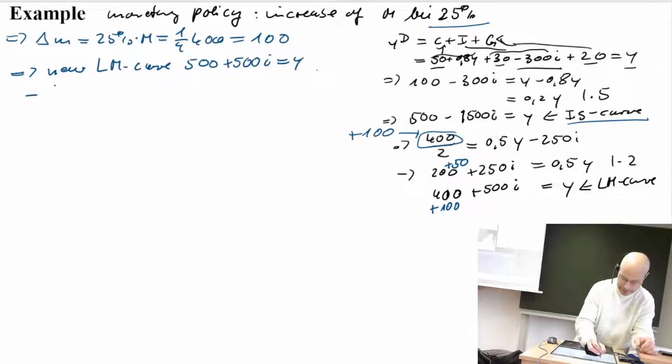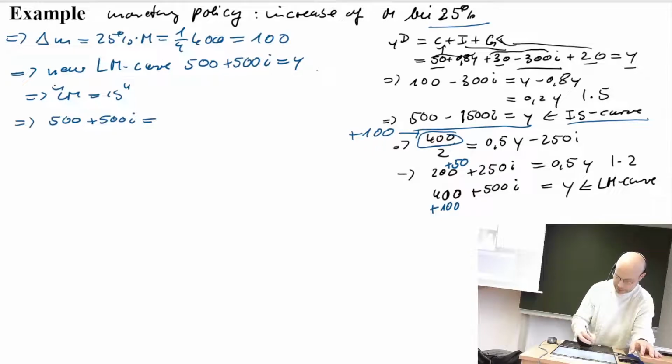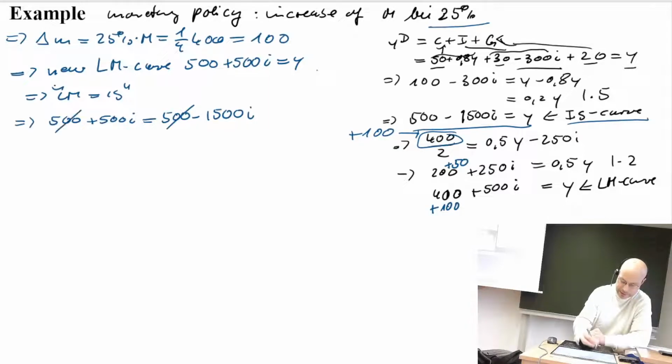Yes, of course. Again, LM equals IS. And then we obtain now 500 plus 500I equals the old IS curve, 500 minus 1500 times I. Then we see something surprising. These two cancel, and then of course we have that 500I equals 2000I equals 0, and this means that our equilibrium interest rate is 0.